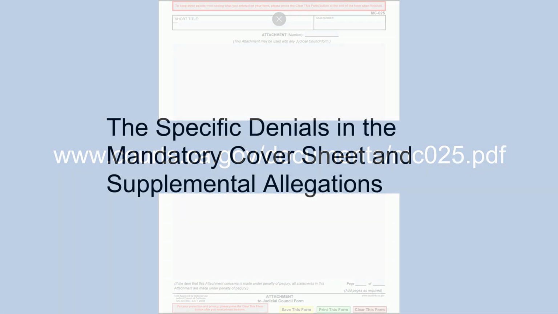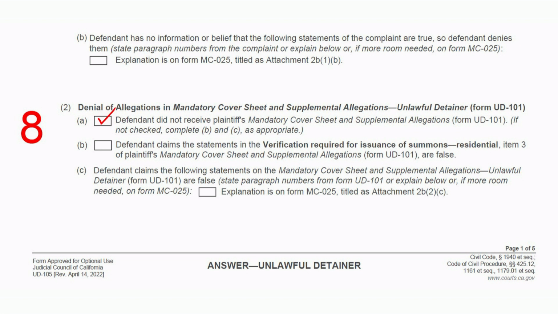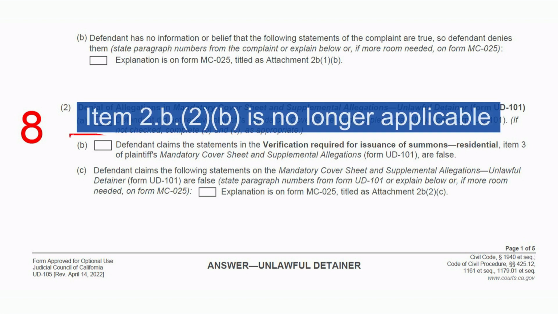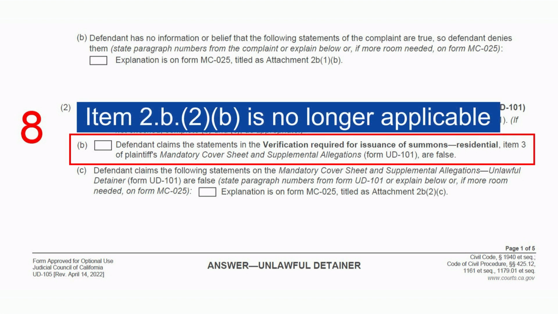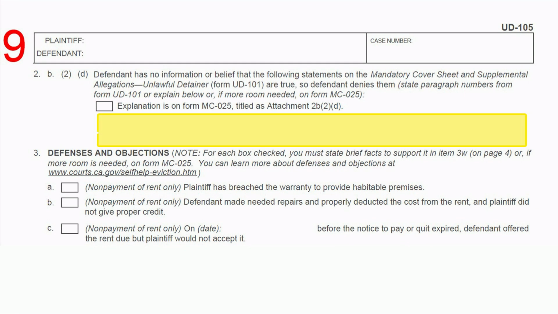The specific denials of statements made in the mandatory cover sheet and supplemental allegations, unlawful detainer. Mark 2B2A if the mandatory cover sheet and supplemental allegations was not given to you at the time you were served. If you were served the form, read through it line by line. Item 2B2B is no longer applicable, so you can skip it. If you see any statements made that are false, write that number in the space provided under 2B2C. If you are unsure that a statement is true or false, you will write the number on the form below the space provided in 2B2D at the top of the next page.